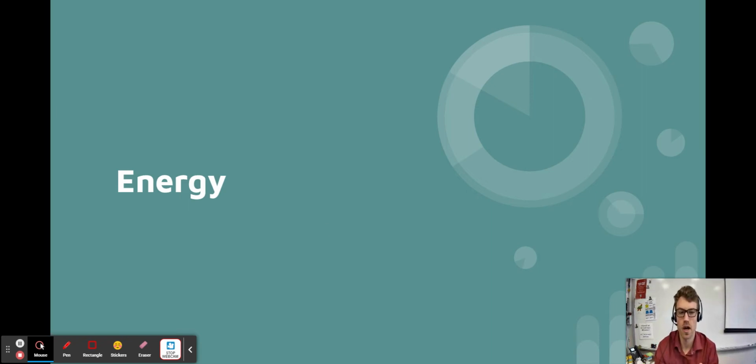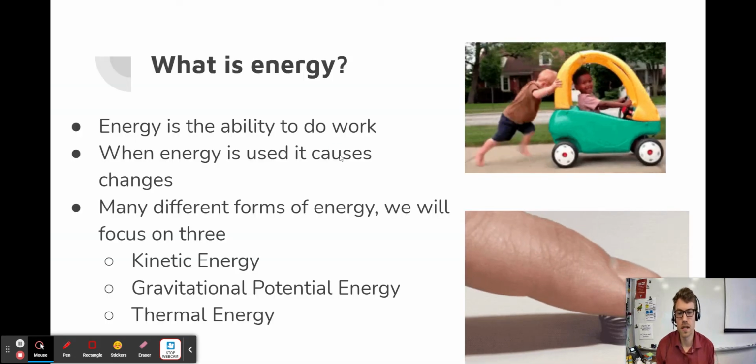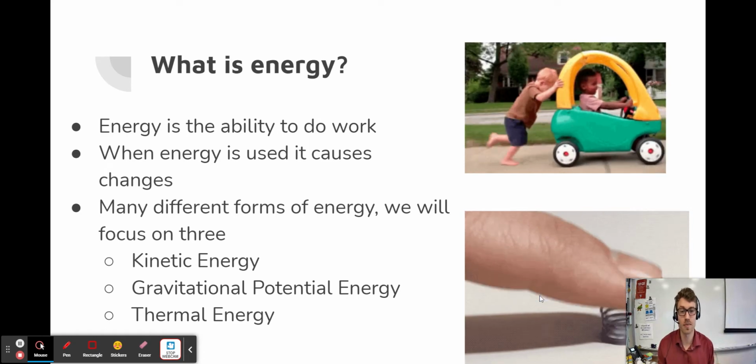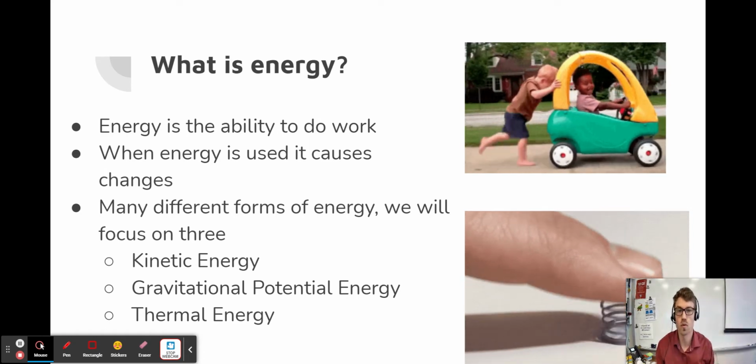Today we're going to be talking about our next set of topics for this unit, which is energy. So we've been discussing work and power. Now we're going to get into energy. So what exactly is energy? Well, energy is the ability to do work.